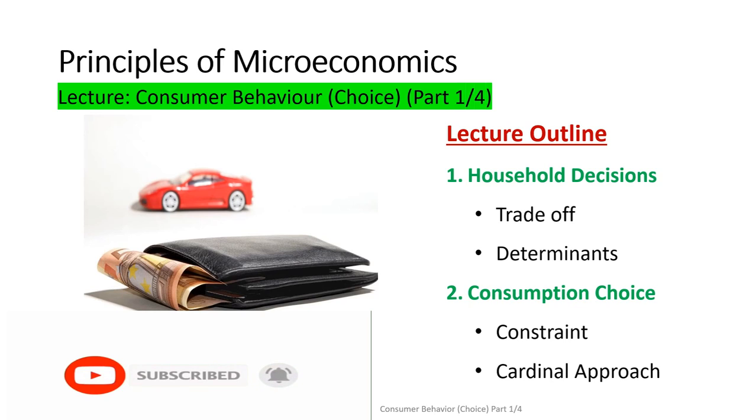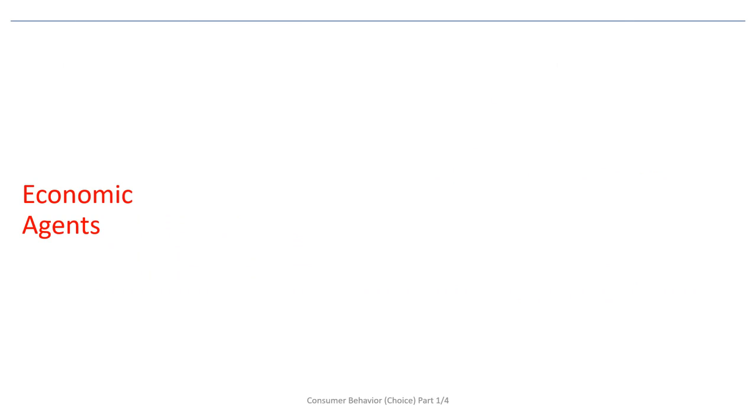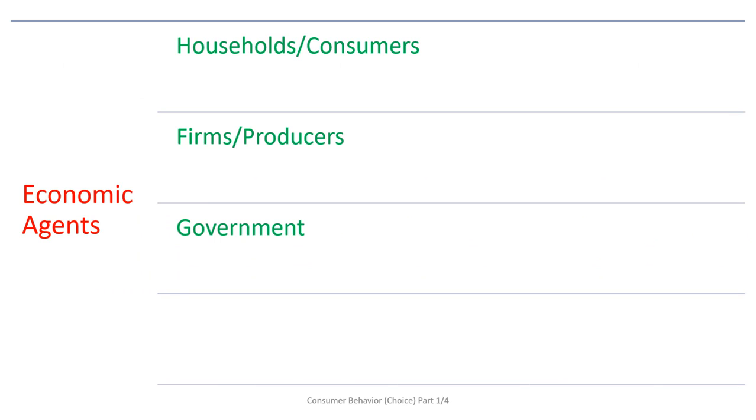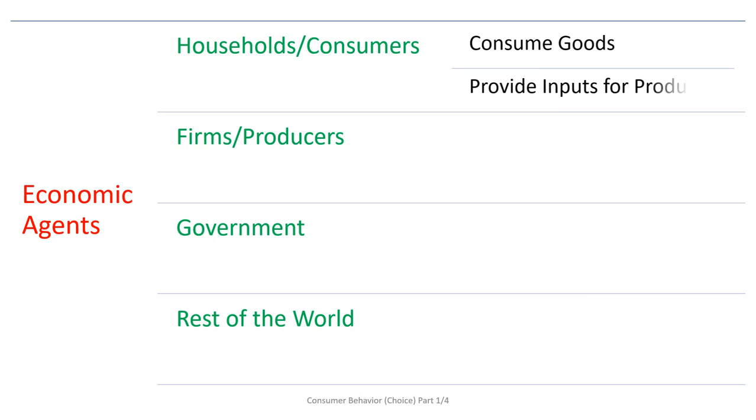Students, as we know that there are four economic agents that drive the whole economy. First, households or consumers. Next, firms or producers. Then, government, and then the rest of the world. Households or consumers consume goods and services and provide input for the production. Firms and producers produce goods and hire inputs for the production.